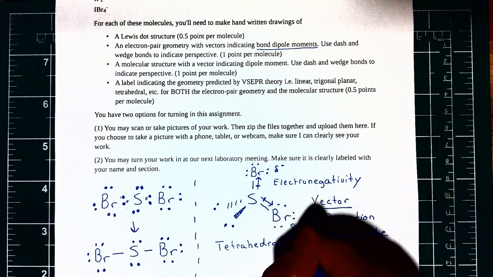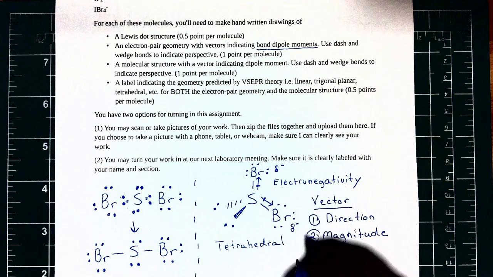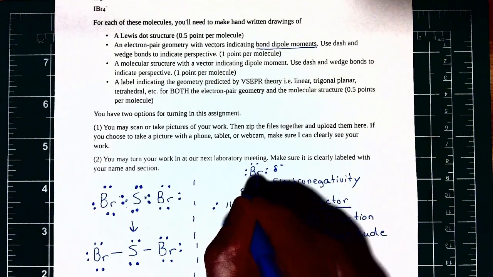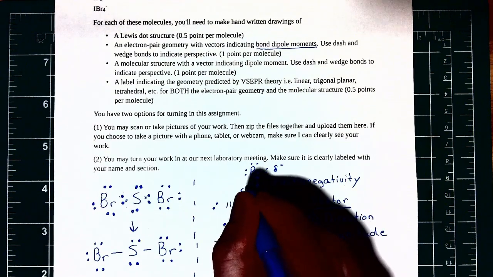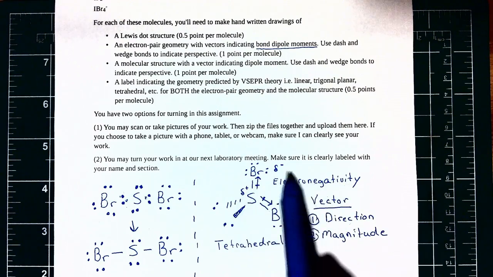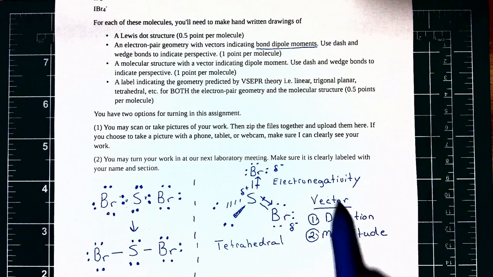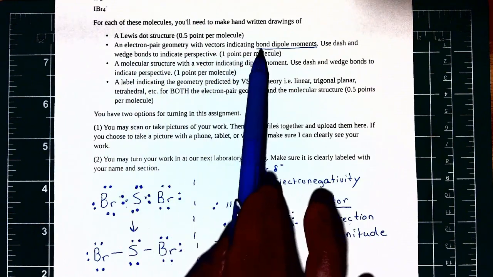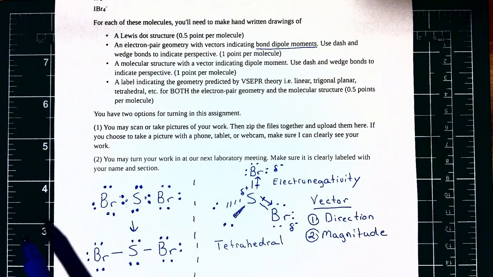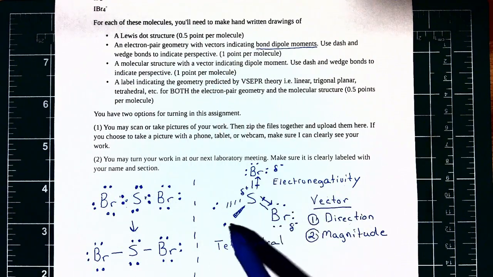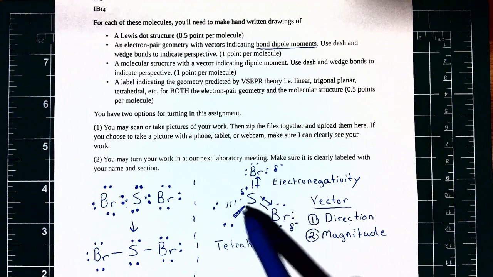And we can give this guy 1, 2, just to indicate that these guys are partially negative. Now, because those electrons are coming from sulfur, sulfur is going to get a partial positive charge there. So this kind of thing right here would get you full points for the electron pair geometry with the bond dipole moments. So now we get the general gist of how this is arranged here.